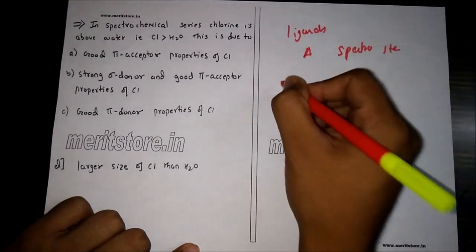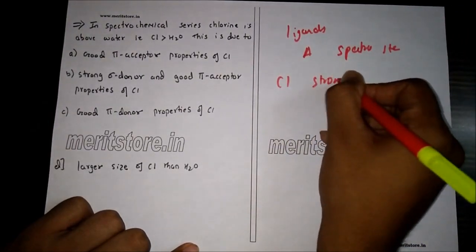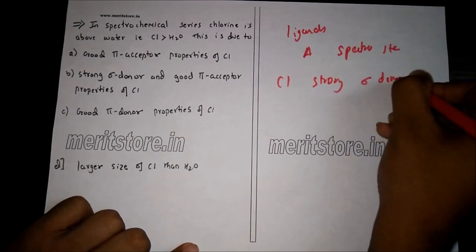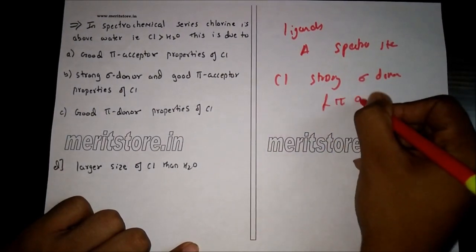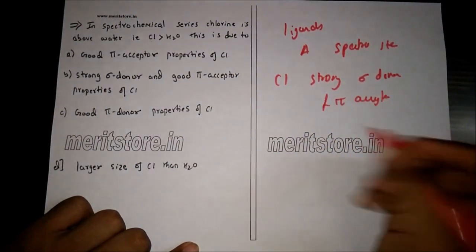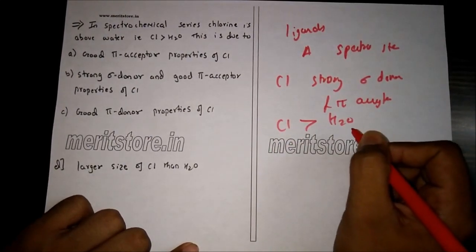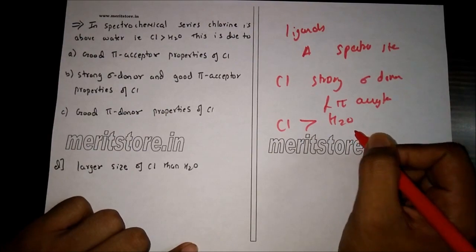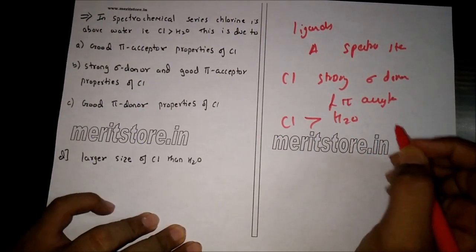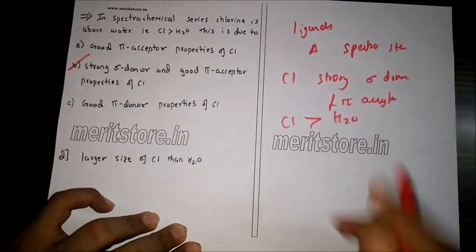In comparison to H2O, Cl is a strong sigma donor and a good pi acceptor. Therefore, it is a stronger ligand than H2O. Hence, in the spectrochemical series, Cl is above water. Therefore, the correct answer is option B.